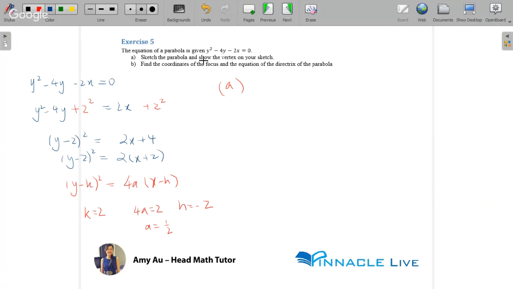All right, part (a). We want to sketch the parabola and show the vertex on your sketch. So based on our coordinates, vertex should be at minus 2, 2. So let's draw something that resembles that. So minus 2, 2 here.